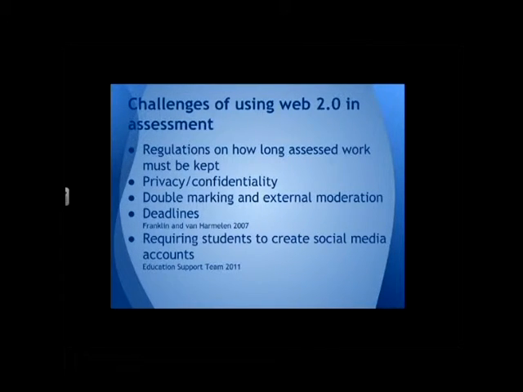There is the issue of deadlines. If you suddenly have students writing blogs or submitting videos online as part of their assessment, how do you manage deadlines with that? And indeed, how do you stop students from simply deleting the blog, for example, after the deadline's passed?